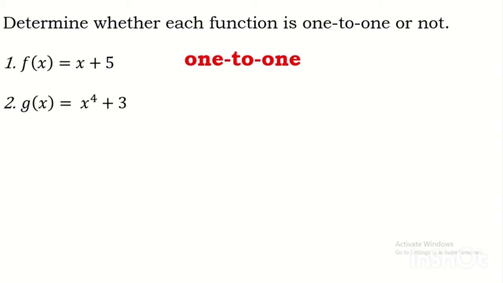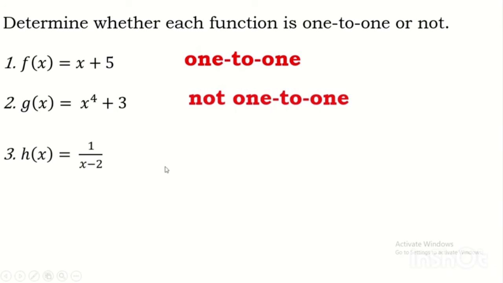So next, determine whether the function is one-to-one or not. So the given function number 1 is f of x equals x plus 5. So highest degree is 1. So this is not a one-to-one function. Number 2, g of x is x over 4 plus 3 since the highest degree is odd number, which is x. So x is equivalent to 1. So this is not a one-to-one function.